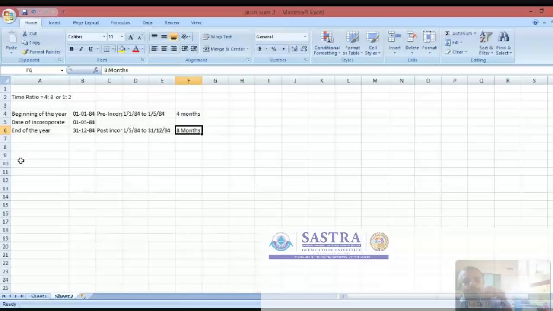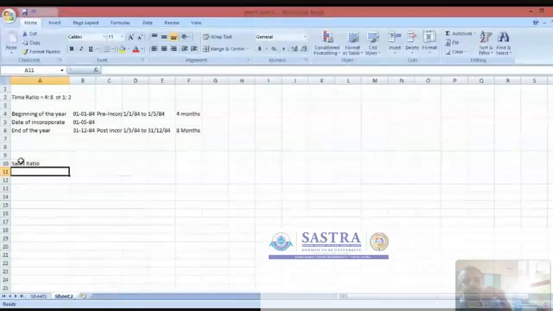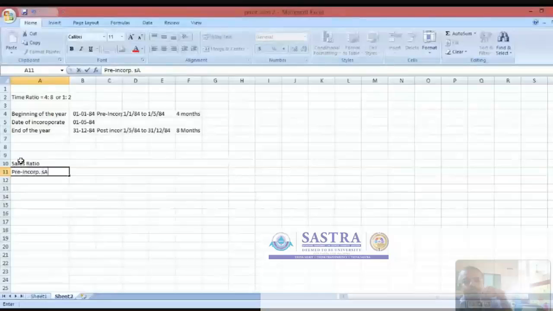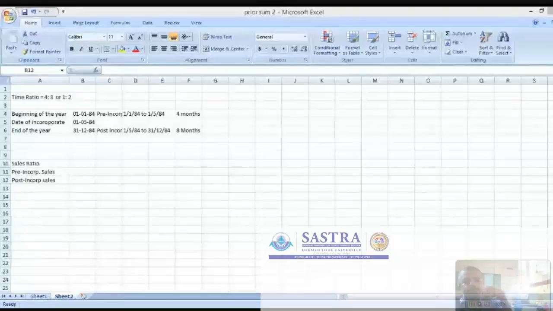The second one goes with the sales ratio. What is the sales ratio? We need to find out the pre-incorporation sales and post-incorporation sales. Both we require. Okay, it is given.